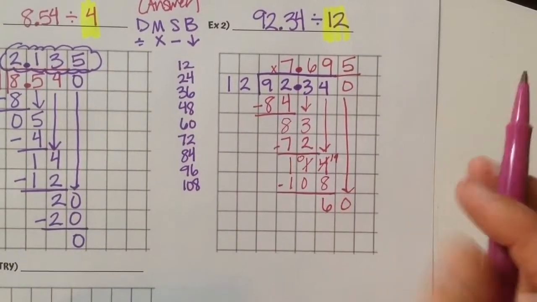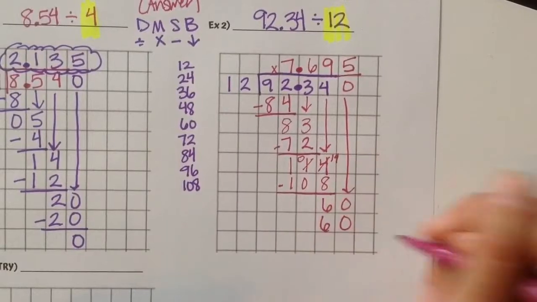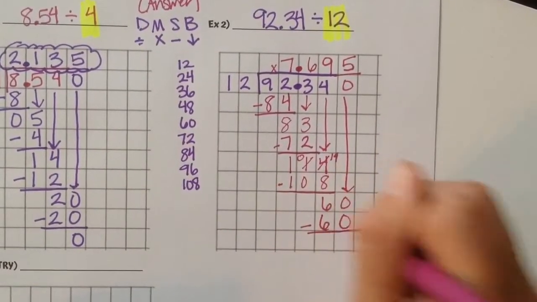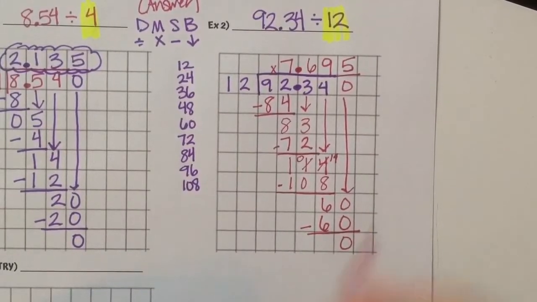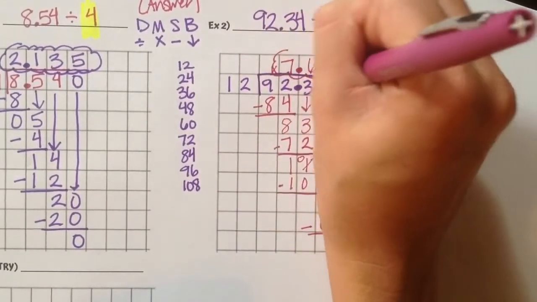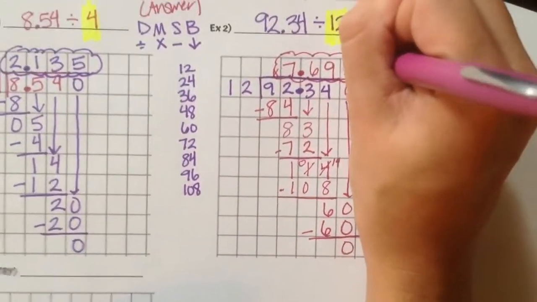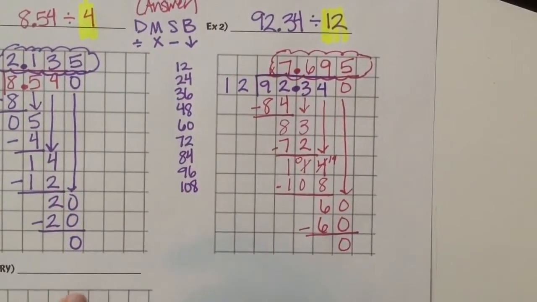Multiply. 12 times 5 is 60. Next step is to subtract. 60 minus 60 is 0. We got a remainder of 0, which tells us that our answer is 7 and 695 thousandths.